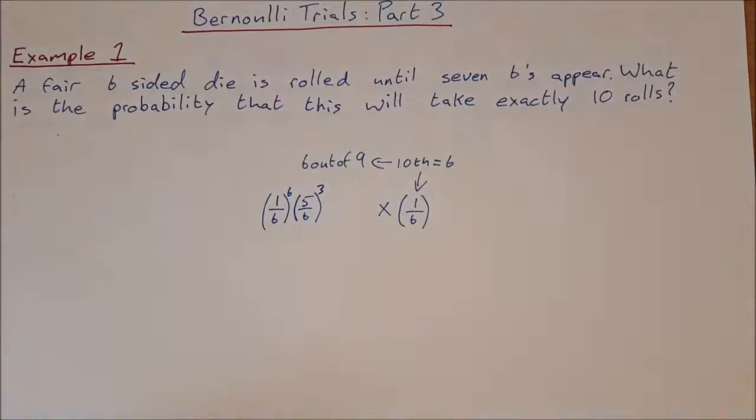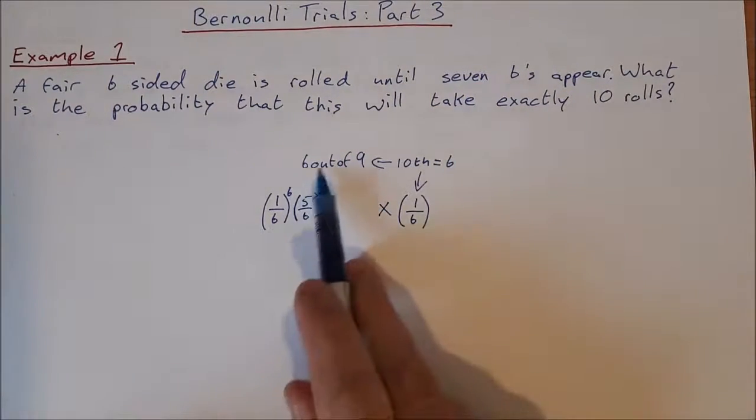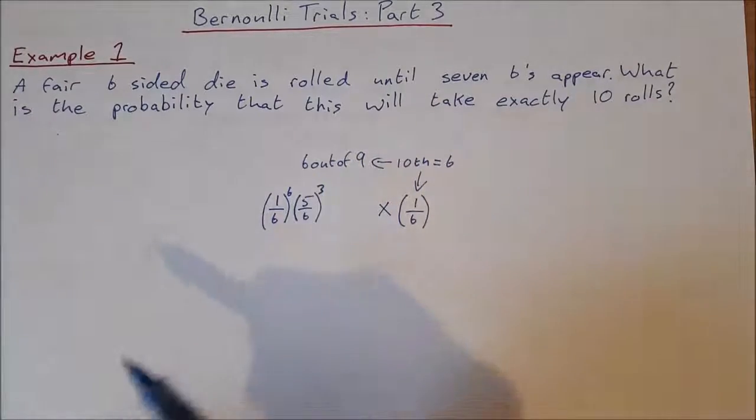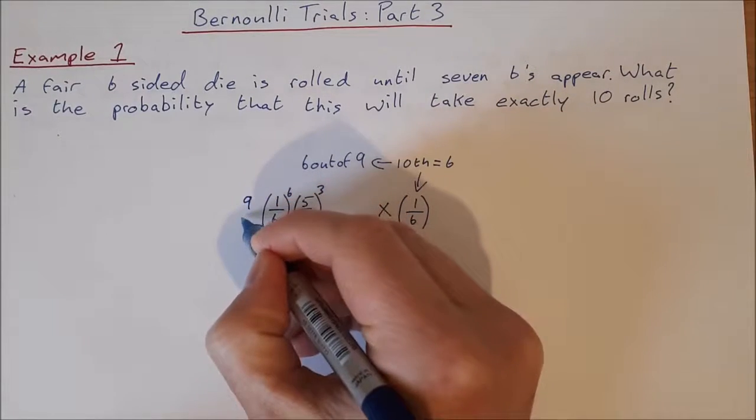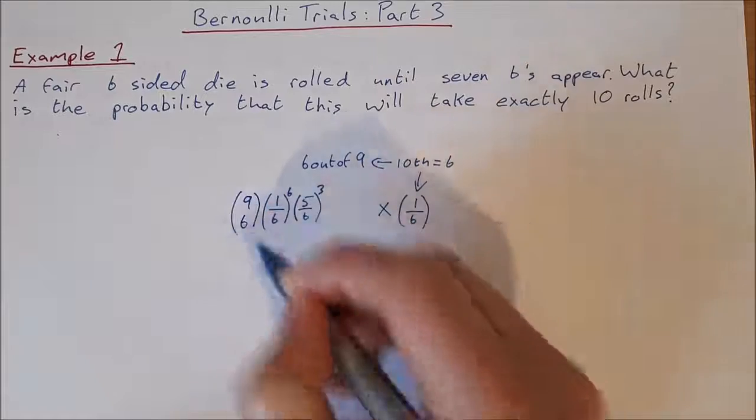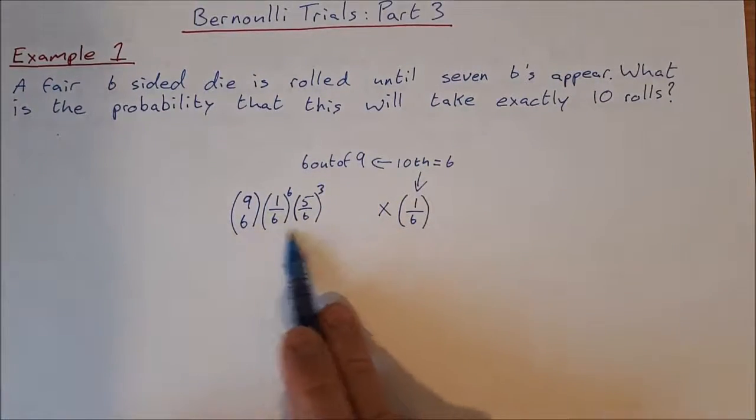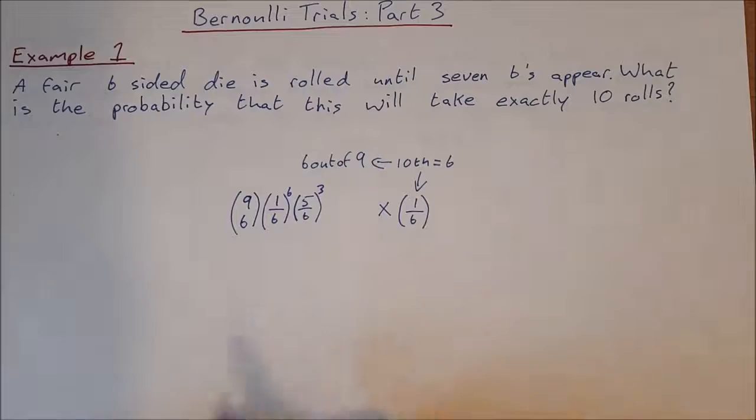And then the question is, how many ways can this happen? Well, it's 9 choose 6. So we multiply that by 9 choose 6, like that. So here's our Bernoulli trial, and here's our 10th roll.